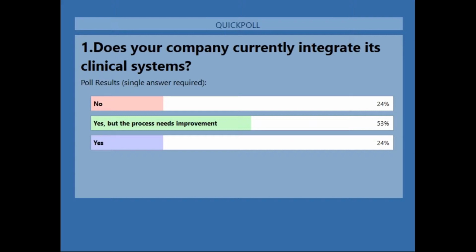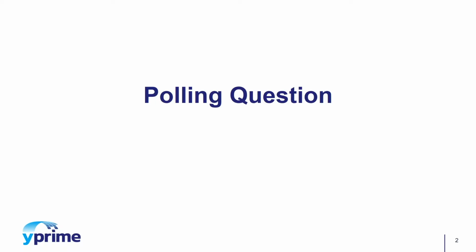All right, so 24% of audience members have selected no. 53% of audience members have selected yes, but the process needs improvement. And 24% of audience members have selected yes. Now back to you, Sean. Thank you again, Nima. So it sounds pretty typical with organizations in our industry. A lot of us are continuing to look at better ways to handle all of the massive amounts of systems and data that we deal with every day.